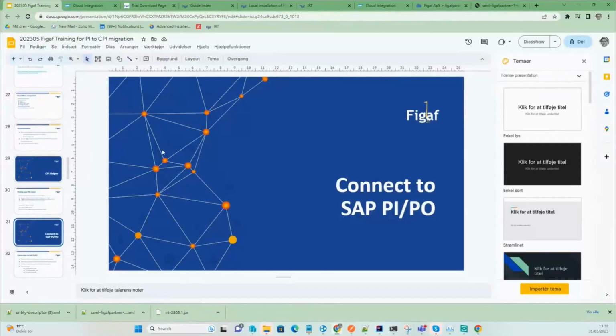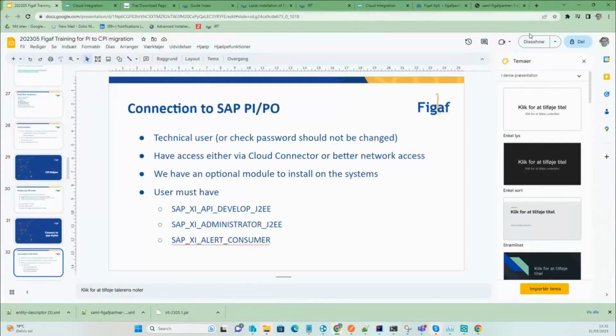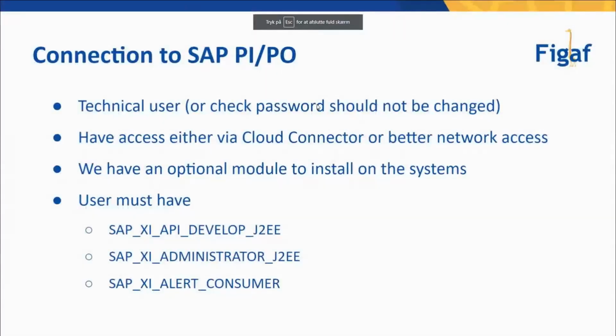So the next one is connecting to the PIPO system. Here you will need to have a user. You obviously need to be on the same network. If or when you get to deploy the Figaf tool in the BTP Cloud Foundry, you need to ensure that you have set up the cloud connector so you know which cloud connector it is using.